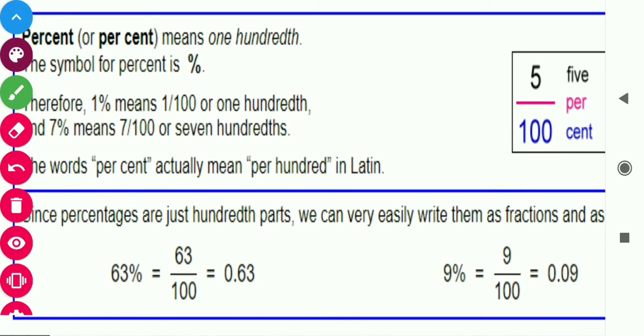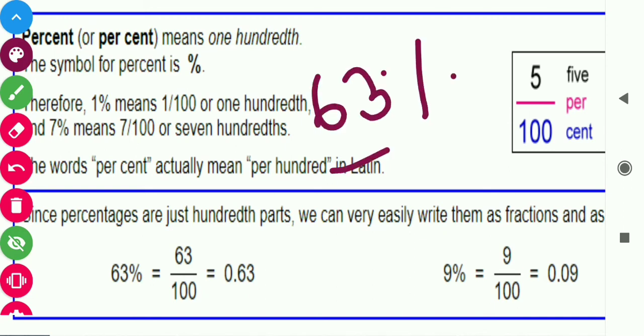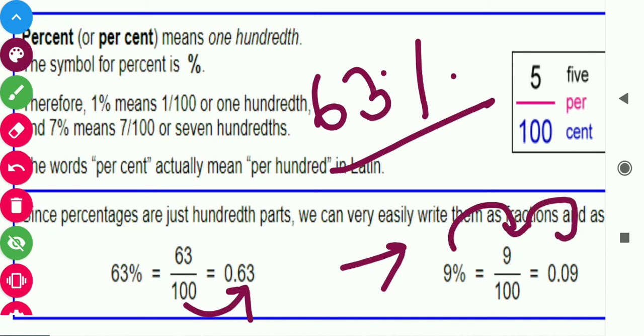Now some percentages are just hundredths, so you can easily write them as fractions, and you can easily write them as decimals. Like 63%: you can write 63 upon 100, and in decimal you can write 0.63. Here 9% you can write 9 upon 100, which in decimal is 0.09. So you can interchange between percent, fraction and decimal easily.